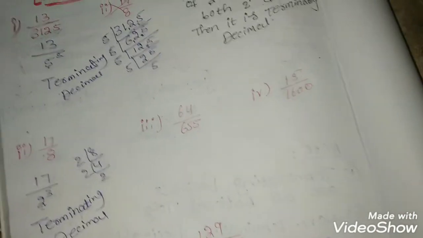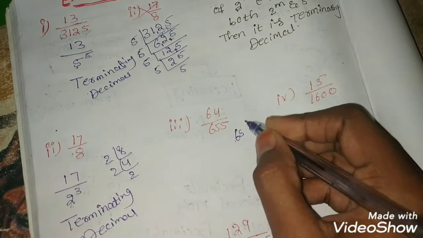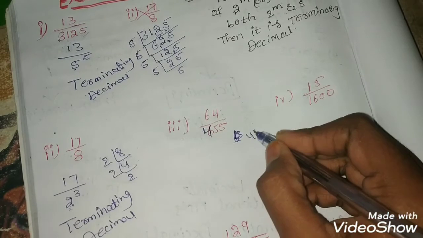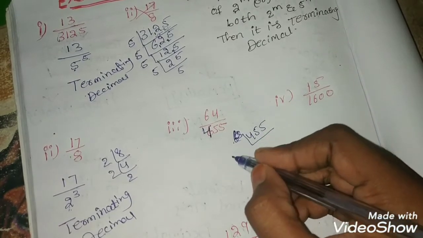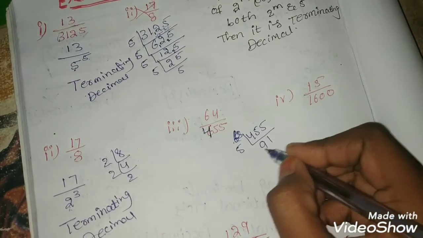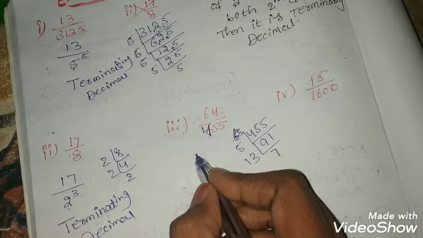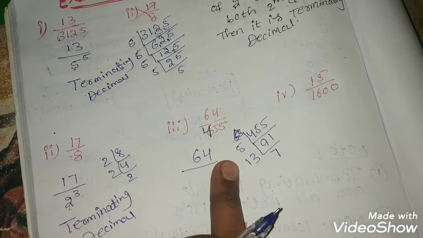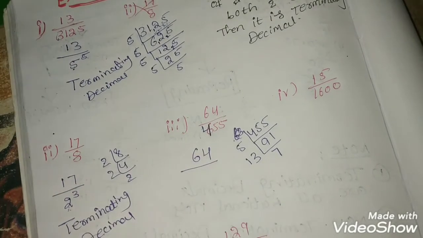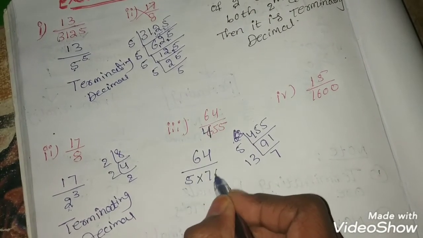Let's check the third question. What they have given? 64 by 655. It's very simple. Just do, sorry, it's 455. Okay, 455. If you do the LCM, what we get? 5 nines are 45, 5 ones are 5. And 91, where will it come from? 13. 13 sevens are 91, right? So here, see this. Clearly we can say this is not a terminating decimal, right? This is a non-terminating decimal. Why? See here, the factors are 5 into 7 into 13.